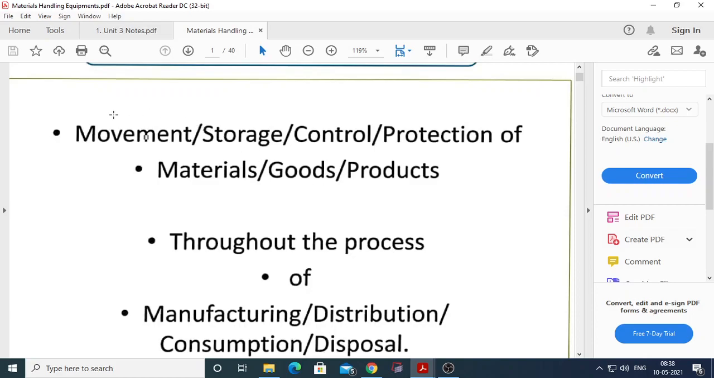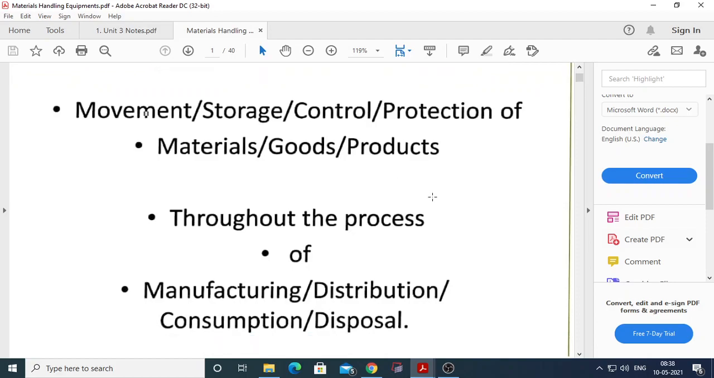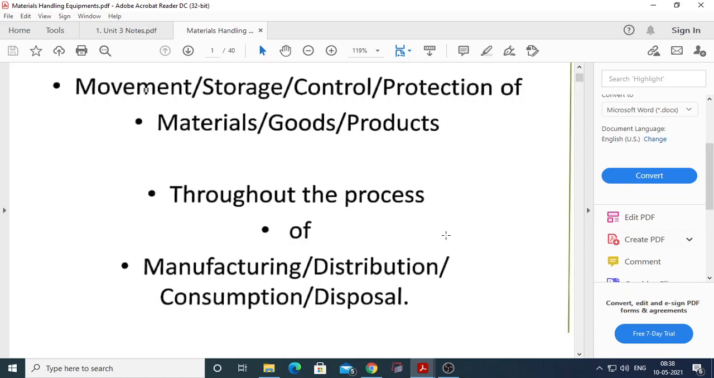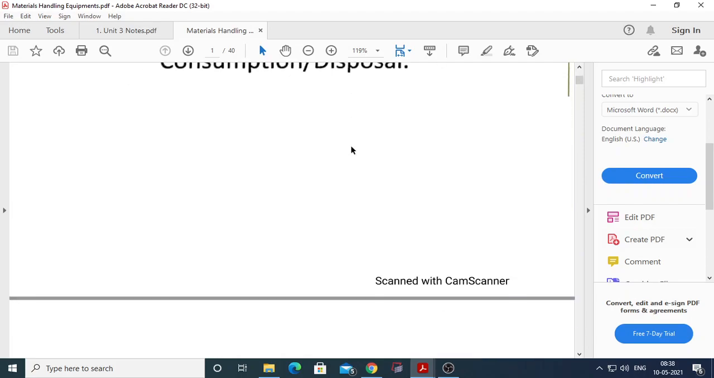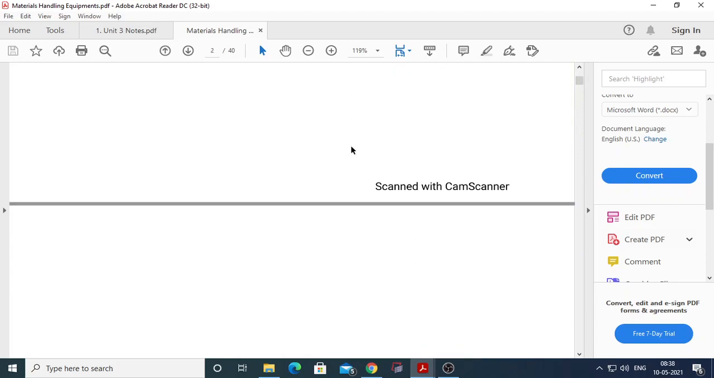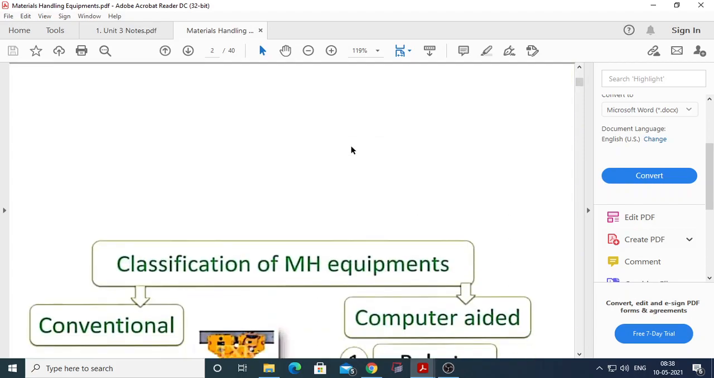There are different things coming under material handling. First is the movement, or we can say the storage, control, and protection of materials, goods, and products throughout the process of manufacturing, distribution, consumption, and disposal. All these come under material handling. All of you are getting a little bit of an idea of what the material handling system is.